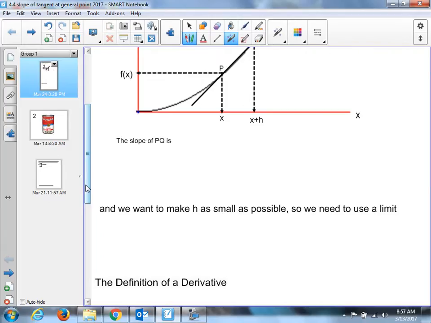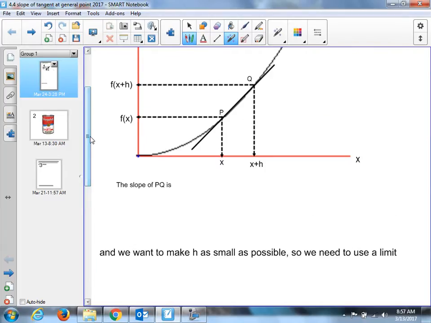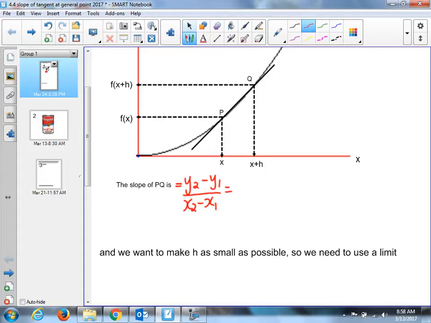Slope of PQ. Now here's the idea, right? The slope between here and here. The slope of the line PQ is, well, we usually put y2 minus y1, right? So we'll start with this, even though we know this. I'm trying not to skip too many steps.